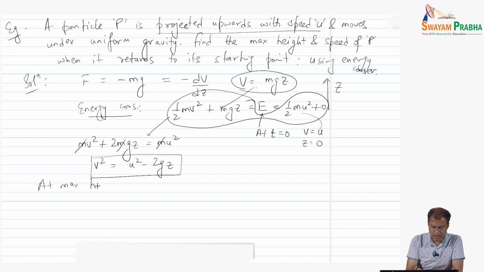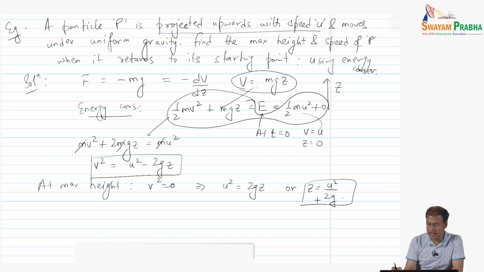So at max height, v square is 0, so we get that u square is equal to 2gz, right? Or we see that z is u square by 2g, and that is our max height. That matches with our relation that we found using Newton's second law of force balance, right?